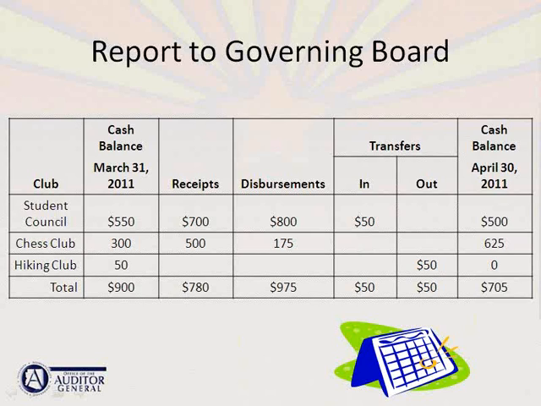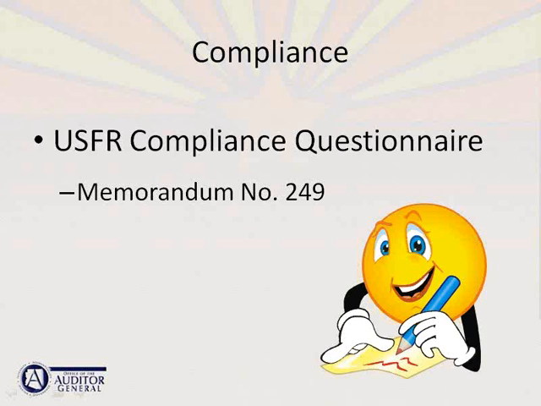The Student Activities Treasurer, Mr. Money, noticed when he reviewed the bank reconciliation that the hiking club has not had any transactions this year. So he did some investigating and discovered that the hiking club doesn't have any members and really isn't operating anymore. So he determined that the hiking club was inactive and had the student council authorize the transfer of the club's cash balance to the student council. So on the slide, you can see the hiking club had $50 left in their account, and this $50 is transferred to the student council.